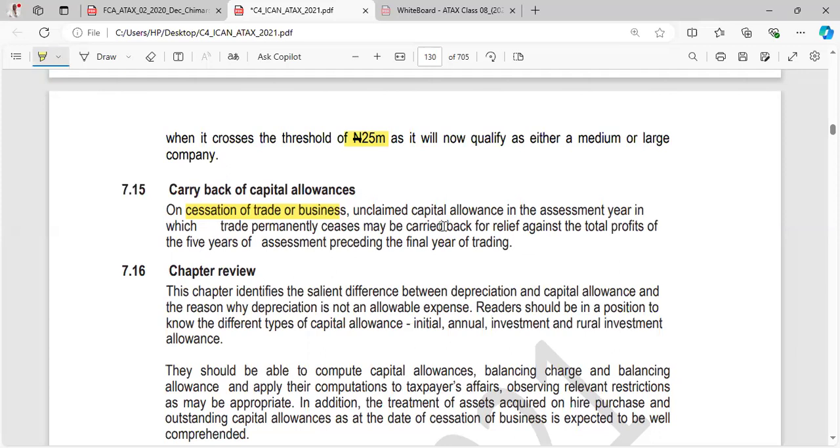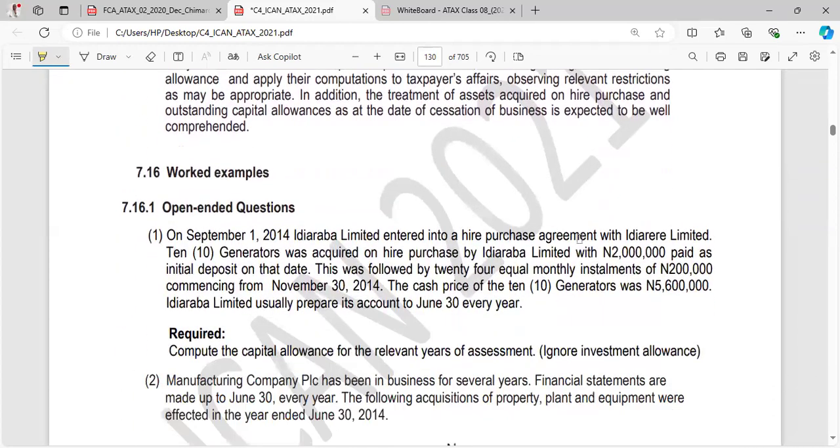So the penultimate year is the first year of carry back. The year before the penultimate year is the second year of carry back. You will be carrying it backward for 5 years. Any that you cannot carry, when you get to 5 years and it's still unclaimed, that capital allowance has been lost forever. So that's quite a handful we learned in capital allowances. Quite a handful. So now we want to do some questions.